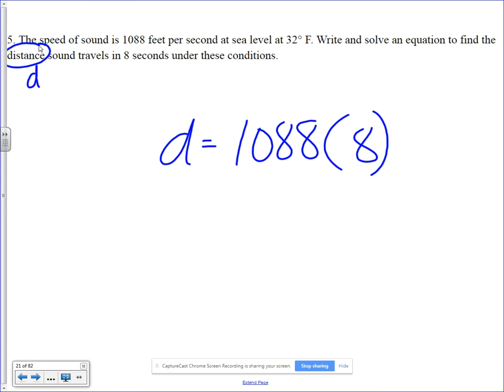How much is that? 8,704? And this is distance, and it looks like the distance is measured in feet. Thank you. So, the sound, me speaking, can travel 8,704 feet in 8 seconds. It's fast. Okay. How am I doing? I'm almost down there, right? To the end? Yeah?